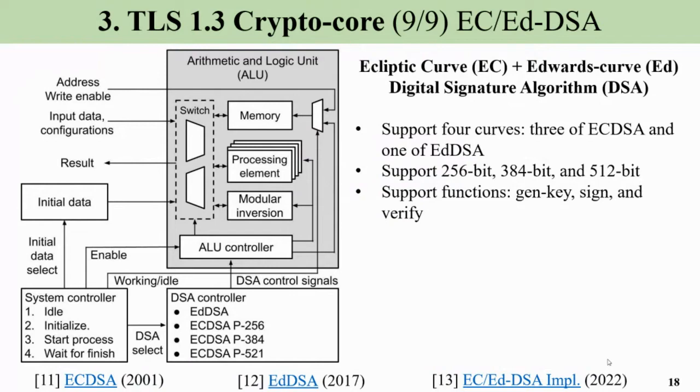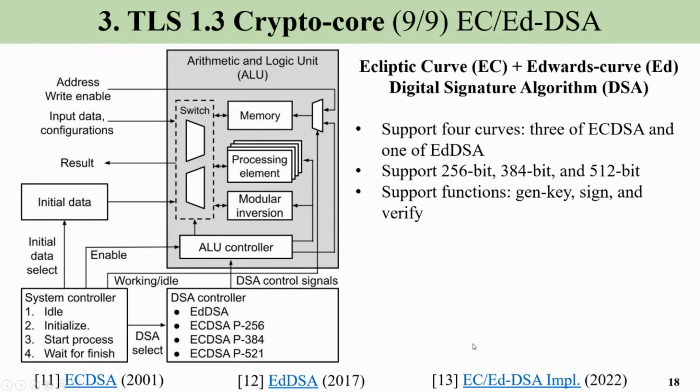The final core is the ECDSA, the elliptic curve DSA, and the EdDSA and the ECDSA together. So this core supports up to 4 curves of the elliptic curve, the 3 curves of the EC and 1 curve of the ED, and supports 3 types of bit, and also supports 3 types of function: key gen, sign, verify. So the goal is to provide a multi-mode, multi-purpose, small and compact hardware accelerator solution for the SoC.